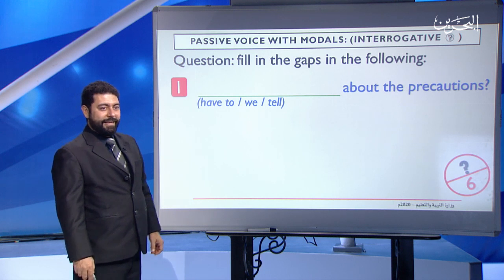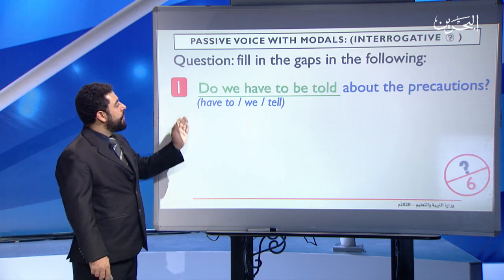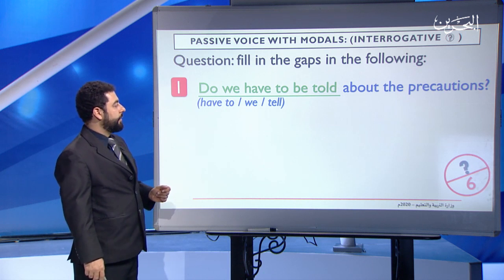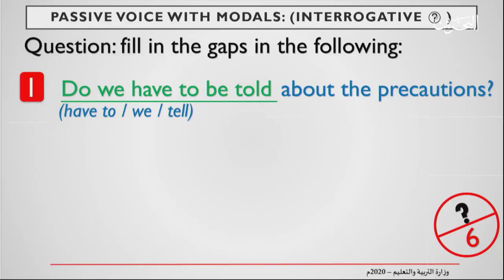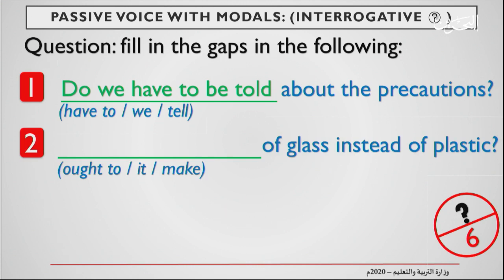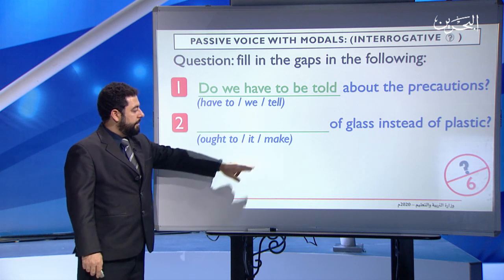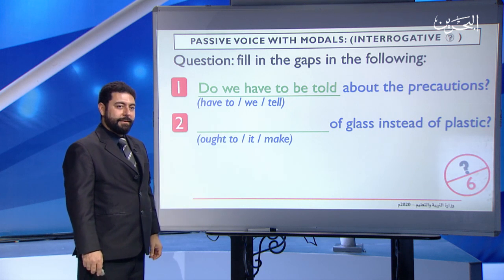All right, let's check the answer. The answer is, do we have to be told? With have to, you have to start with do as an auxiliary. All right, give yourself a mark and let's go to number 2. Gap of glass instead of plastic, question mark. In building this question, you need to use ought to, it, and make. You have 5 seconds.